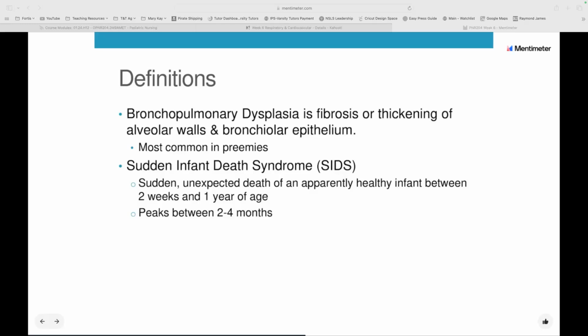And then SIDS, or sudden infant death syndrome. The important thing is to remember that it peaks between 2 and 4 months of age. So this is an unexpected death in a healthy infant. They can happen anywhere between 2 weeks and the first year of life, but typically peaks in that 2 to 4 months. So this is why we really, really promote the ABCs of safe sleep.